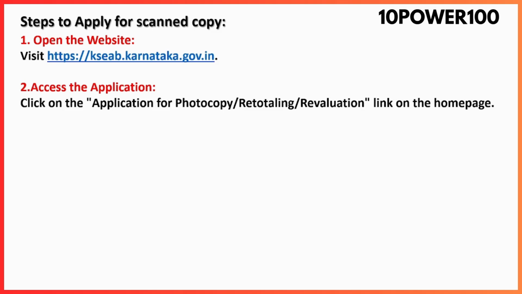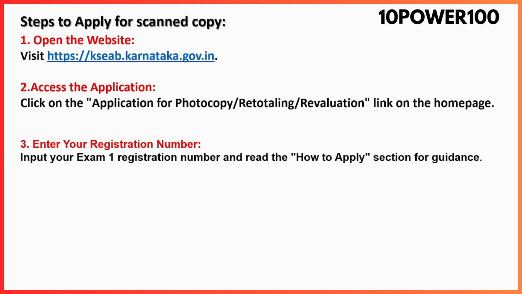Click on the application for photocopy, retotaling or revaluation link on the home page. In the home page you get this option, so click on that. Next, enter your register number. For your exam 1, you will have a register number. Your hall ticket is very important, so don't throw it away now. Keep it safe, and you have to enter that register number. If you need any help, read the how to apply section for your understanding.